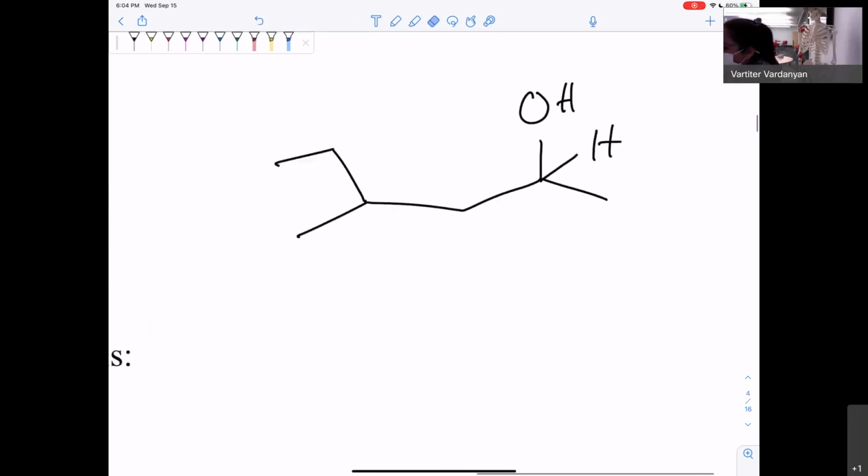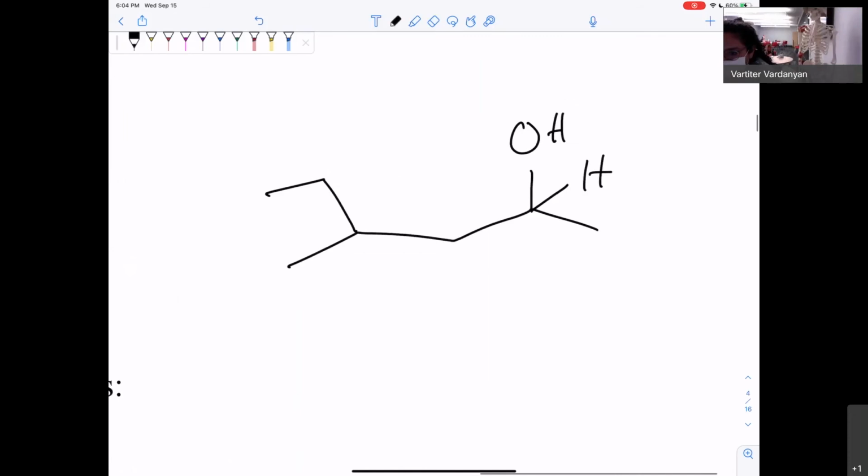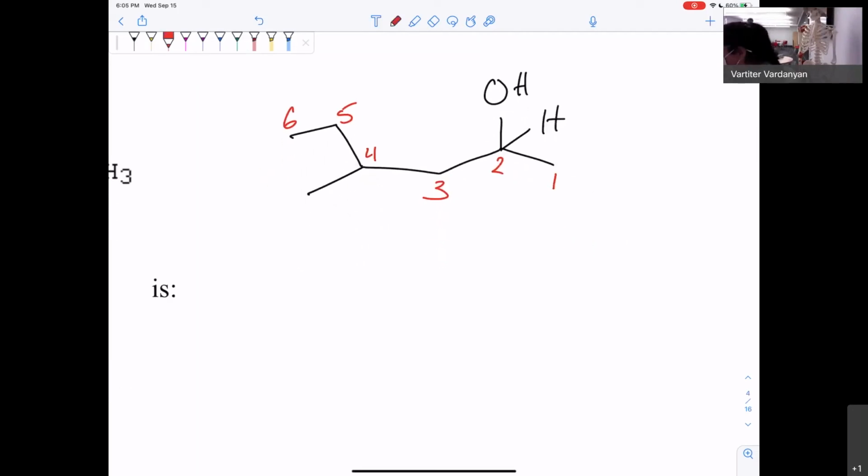Now we're going to figure out the longest chain. We could do 1, 2, 3, 4, 5, 6, or we could do 1, 2, 3, 4, 5, 6. Which one do we like better? We like the red one. Okay, cool. A 6-membered chain is a hexane.